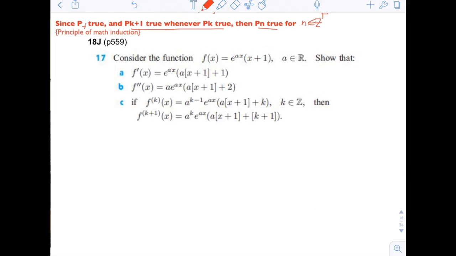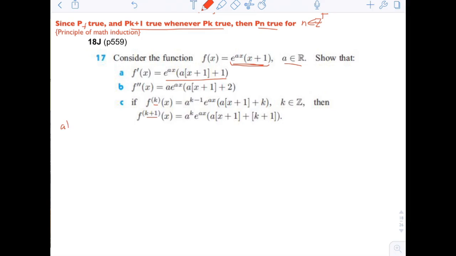there was this problem, which is not exactly a math induction problem, but it kind of leads to the next one. So we have a function, and this is the function here, and you can see that we can actually kind of do math induction increments with the integer n. We could do that with derivatives too. Okay, so let's start with this function, e to the ax times x plus 1, where a is a real number. And we are going to show that the first derivative is equal to this.